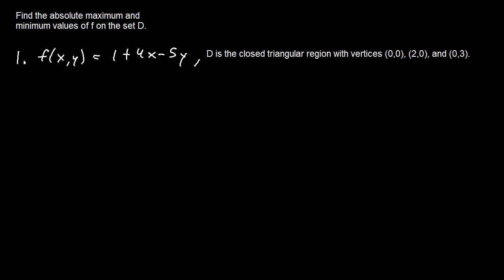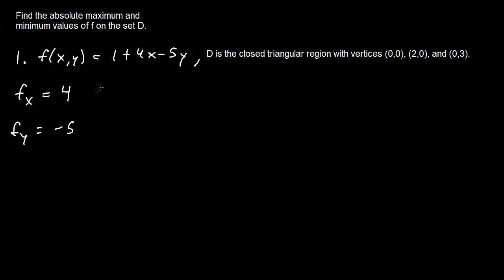So for number 1, we have f of xy equals 1 plus 4x minus 5y, and D is going to be the closed triangular region with vertices (0, 0), (2, 0), and (0, 3). In order to find those critical points, once again, we're going to find f sub x and f sub y. The partial derivative with respect to x is simply 4, and the partial derivative with respect to y is negative 5.